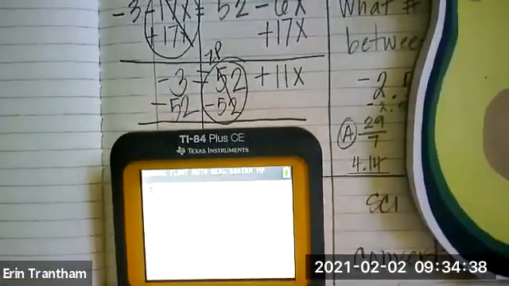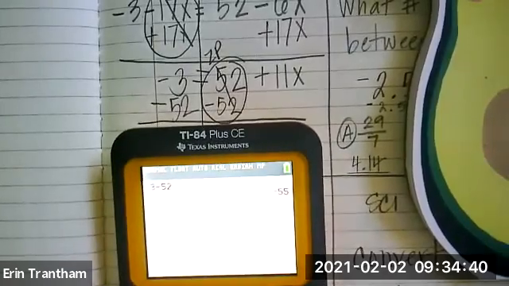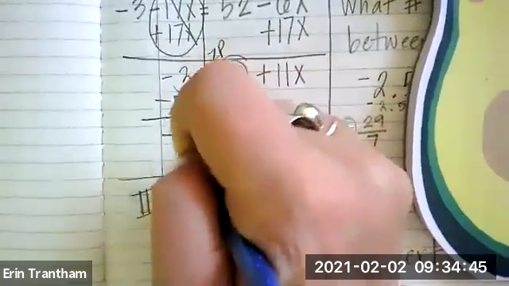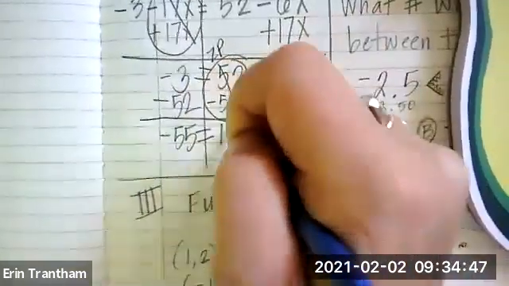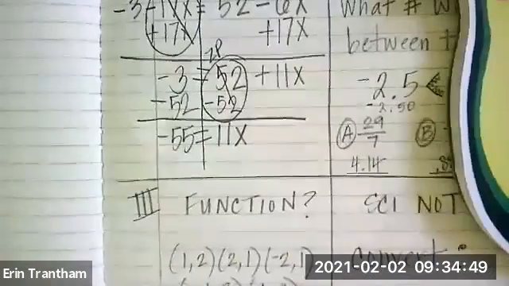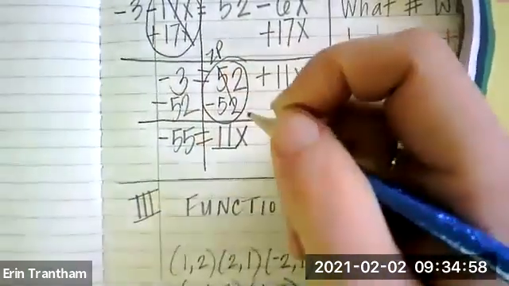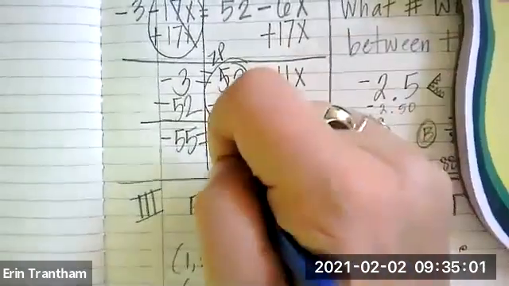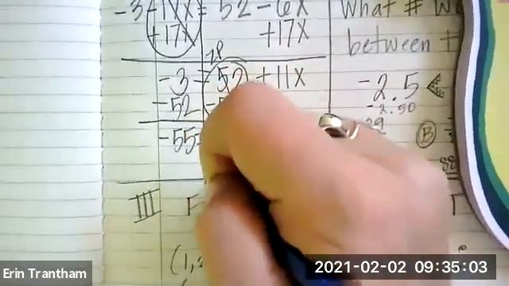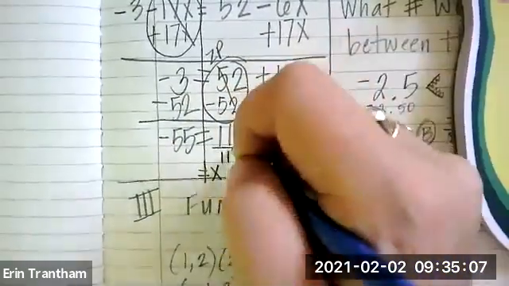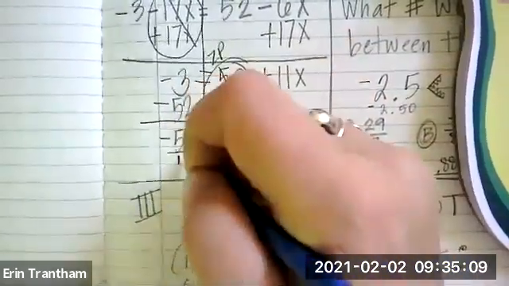Negative 3 minus 52 is negative 55, equals on the river 11x on that side. Okay, what's our last step? What operation is happening between 11 and x? What's the inverse of multiply? What can we divide 11 by to get exactly 1? 11 divided by 11 leaves us 1x, which is the same thing as writing x. And if we divide this by 11, we have to divide this by 11.